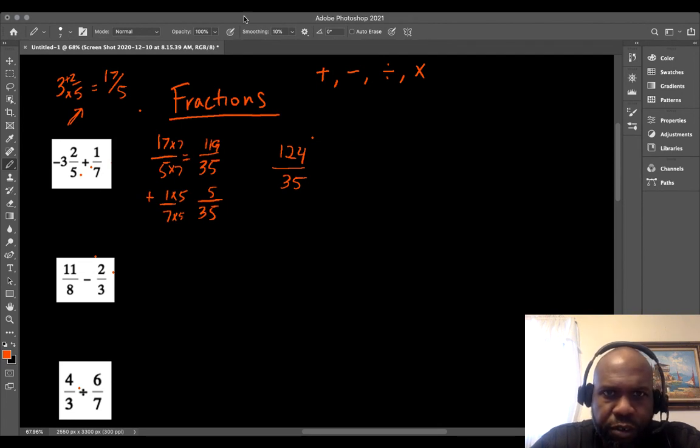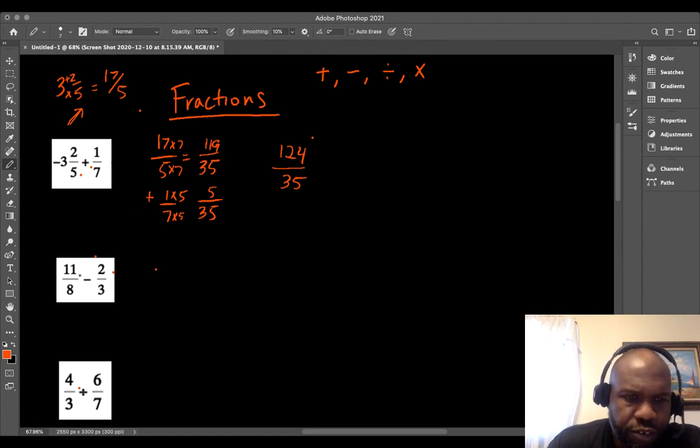Let me put another layer on this to make sure. I love these layer things, it makes it easier to work with. All right, so let's do another one here. This one is subtraction. We have 11 over 8 minus 3 over 2. Same thing. We have to figure out what two numbers multiply together to equal 8.